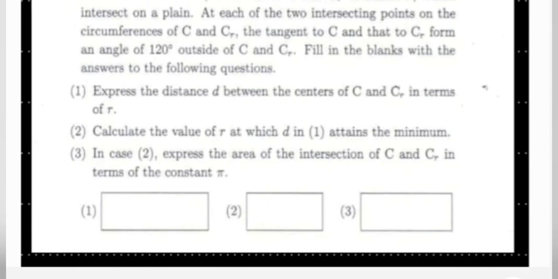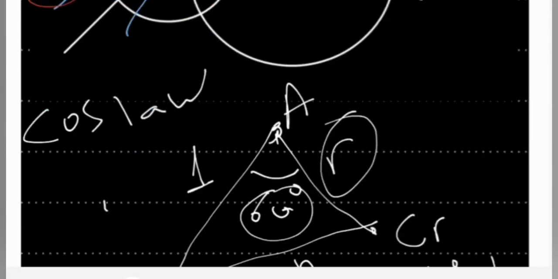Express the distance d between the center of C and CR. So all we did until now was understand the way that we need to draw it. We drew it, and then we found the angle so that we can have a nice triangle so that we can find D, okay? So this is what we did. Now the second question, calculate the value of R at which D attains the minimum. So what does this mean for us?